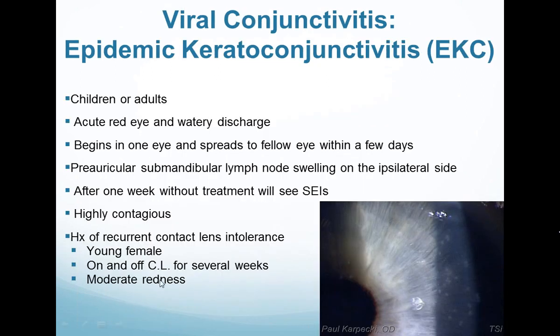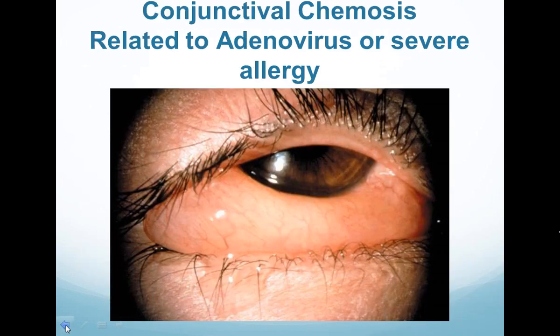The secondary forms, which is more like your dendritic corneal HSV, those are the dormant virus that occurs later on in life. But the primary exposure for HSV is in children. We'll talk about that. The worst conjunctivitis you will ever see is one of two. It's either allergic, as in this patient, or actually the worst ones ever are adenovirus.